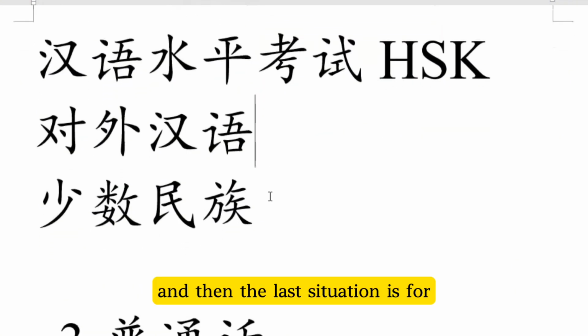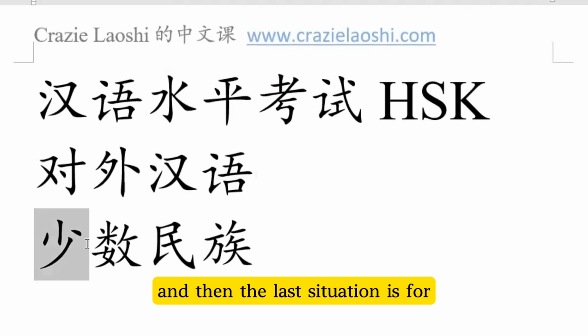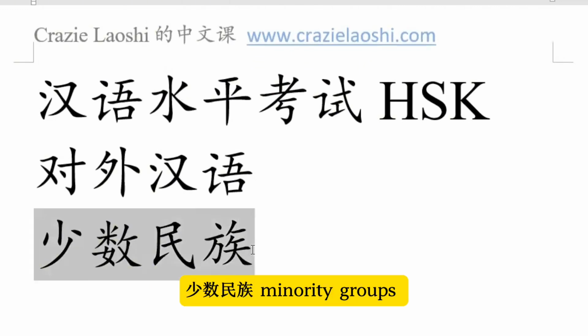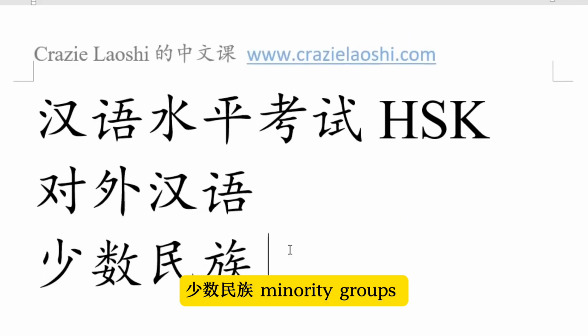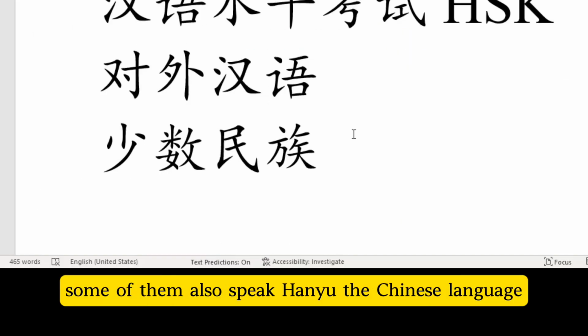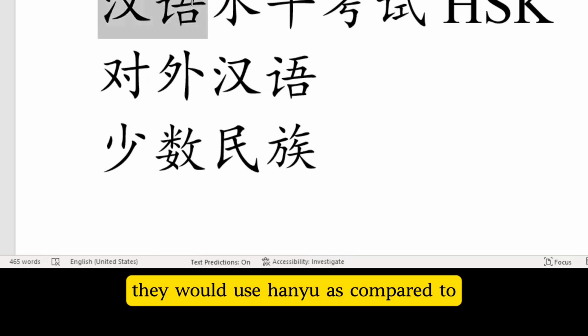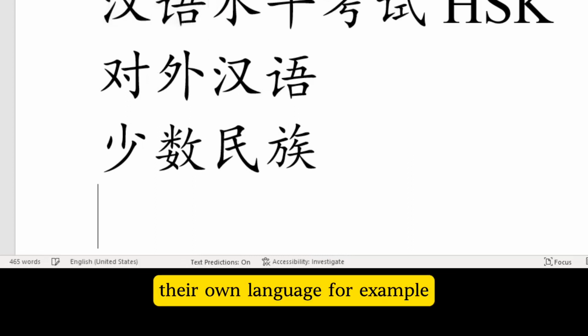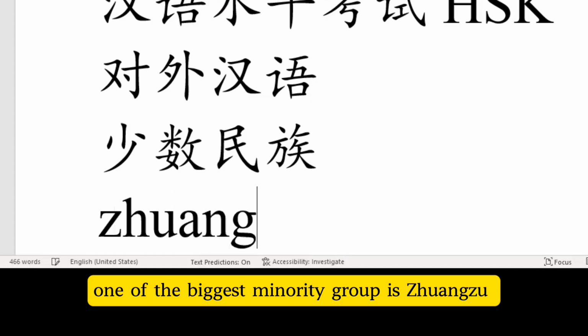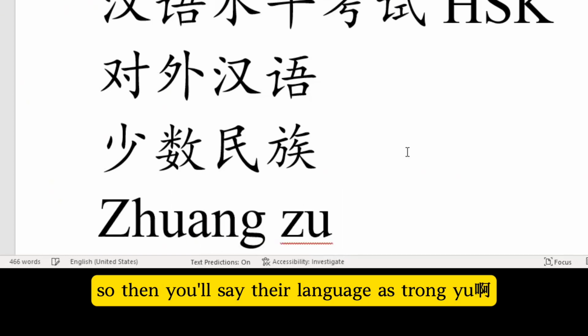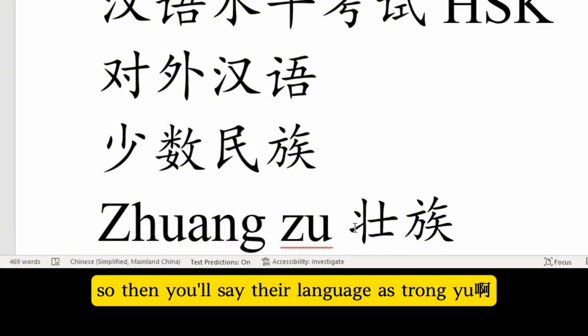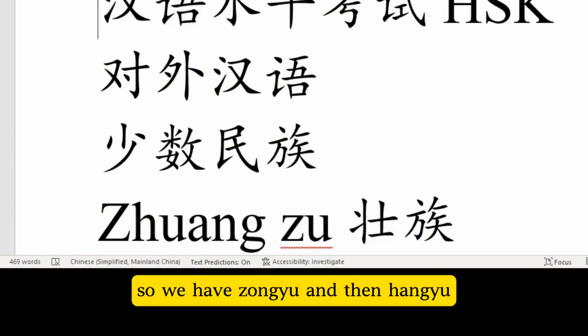Okay. And then the last situation is for 少数民族, minority groups. They have their own language. Some of them also speak Hanyu, the Chinese language. So in these relations, if they're talking about Chinese, they would use Hanyu as compared to their own language. For example, one of the biggest minority groups is Zhuangzu. So then you'll say their language as 壮语, so we have 壮语 and then 汉语.